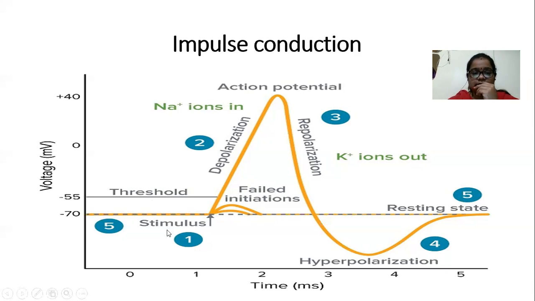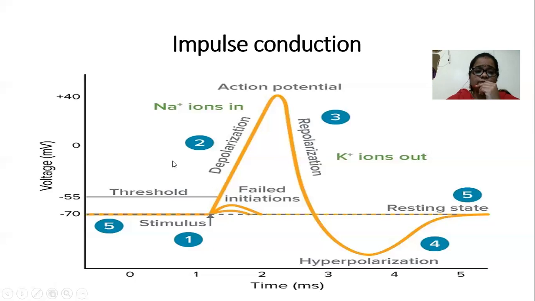Then immediately there is a change of membrane potential, from minus 70 millivolts to minus 55 millivolts. Initially it is minus 70 millivolts, but when the stimulus is applied to the resting neuron, the membrane potential increases from minus 70 to minus 55 millivolts. Then what will happen in that case?